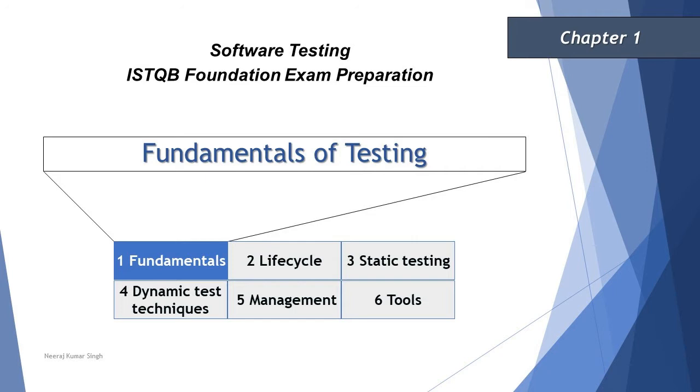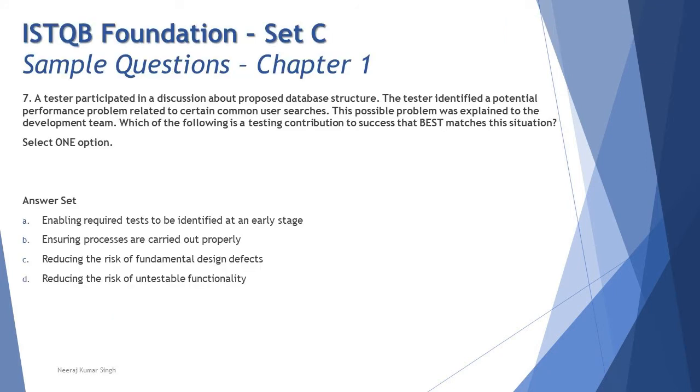So the next question we are looking at is question number 7, and it is all about some typical concepts. Let's read that out. It says a tester participated in a discussion about a proposed database structure. The tester identified a potential performance problem related to certain common user searches. This possible problem was explained to the development team. Which of the following is a testing contribution to success that best matches the situation?